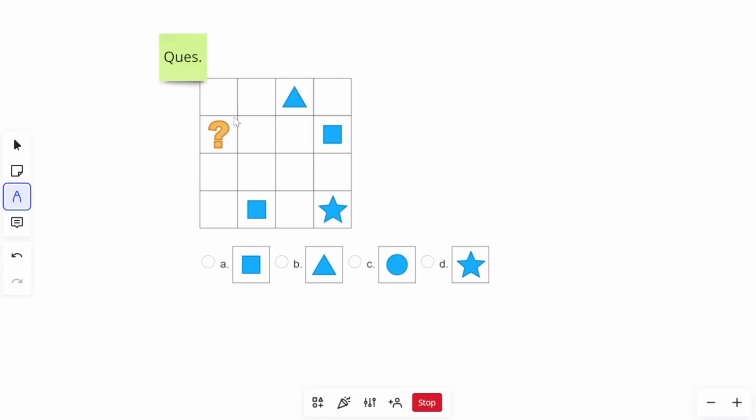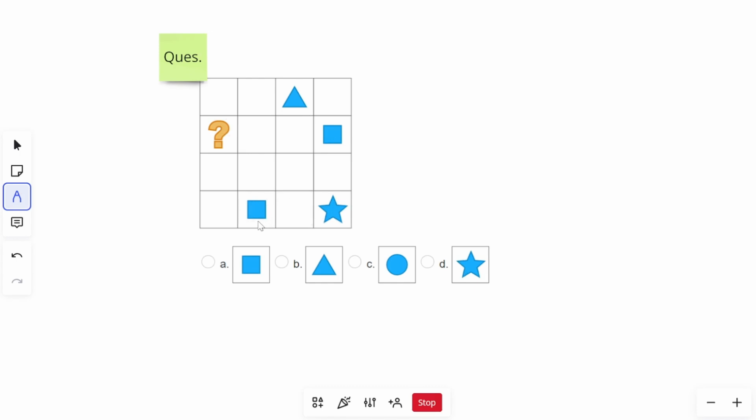We need to find out in place of the question mark which symbol will come. So we have the options as square, triangle, circle, and star. Okay, so let's see. Before directly solving this row, let's try to solve the row where the maximum number of symbols are there, because that is the easy trick to solve these questions.